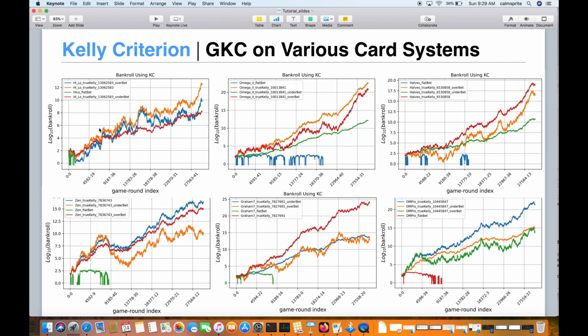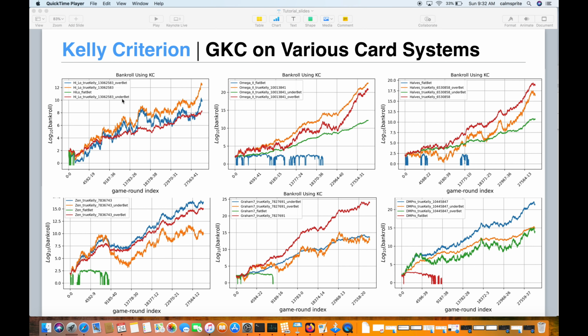The figure compares bankroll growth under different betting strategies. The x-axis is the game round index, and the y-axis is the bankroll on a logarithmic scale. Orange, GKC-based strategy. Blue, 1% overbet strategy. Green, flat bet method. Red, 1% underbet strategy. The GKC-based strategy is optimal for long-term growth. It shows smaller drawdowns compared to the overbet case, while also achieving steeper growth than the underbet case. This demonstrates its balance between risk and reward.